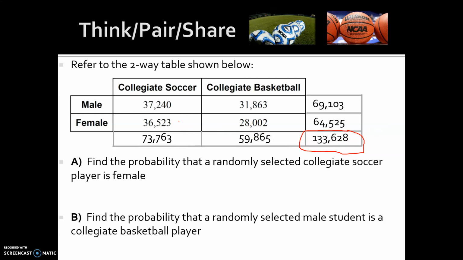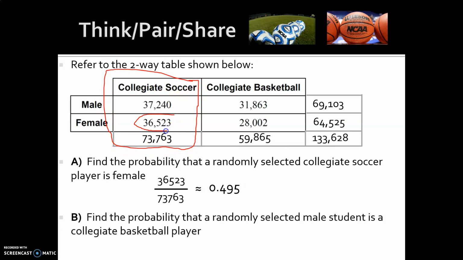Part A, we're going to find the probability that a randomly selected collegiate soccer player is female. So of all the collegiate soccer players, there are 73,763 of them. 36,523 are female. If you were writing this in conditional notation, you would say, what's the probability of female given, we'll just say soccer, even though it is collegiate soccer, but we would say female given soccer.